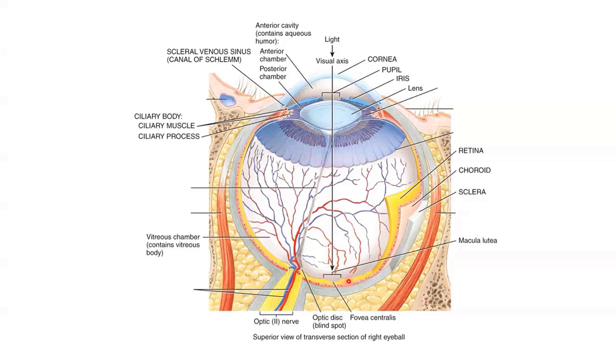which is our retina. So we have cornea, anterior cavity filled with aqueous humor, pupil, lens, posterior cavity filled with vitreous humor, and then on to our retina.